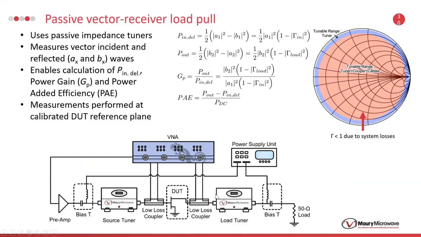What is the gamma here? What is the gamma seen by the device? It's actually the A2 over B2. Okay, so you have B2 coming like this, A2 coming back. This is the reflection from the DUT. So A2 over B2 is the gamma that is seen by the DUT.